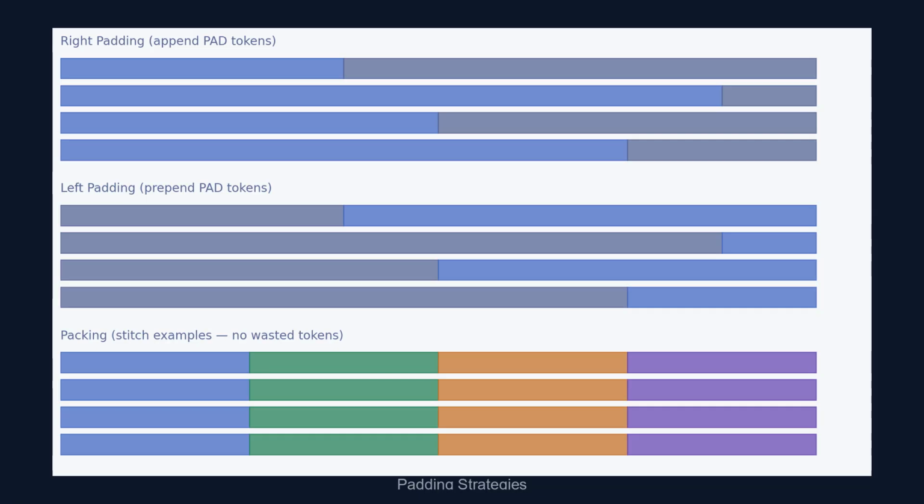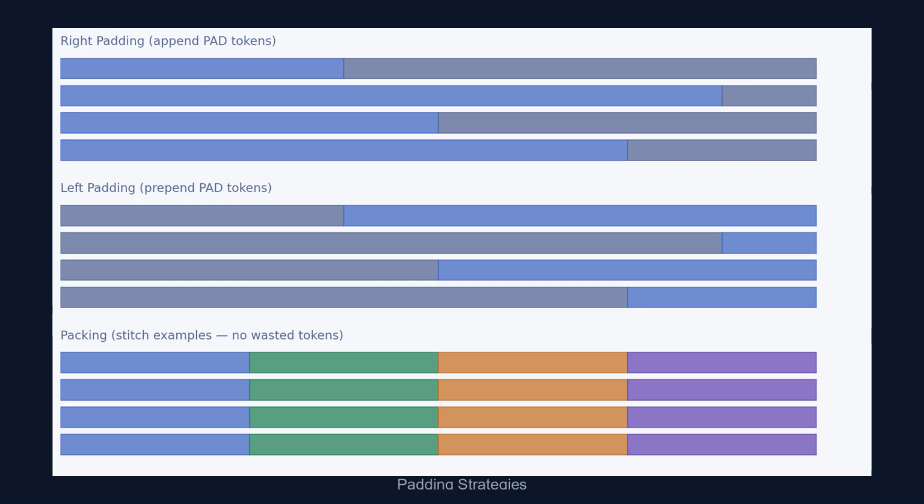There are 3 strategies for handling variable length sequences in a batch. Right padding appends padding tokens to the end of shorter sequences until everything reaches the same length. Simple to implement, but the padding tokens consume compute and memory. Left padding prepends tokens to the beginning instead, which can preserve positional encoding alignment for certain architectures.